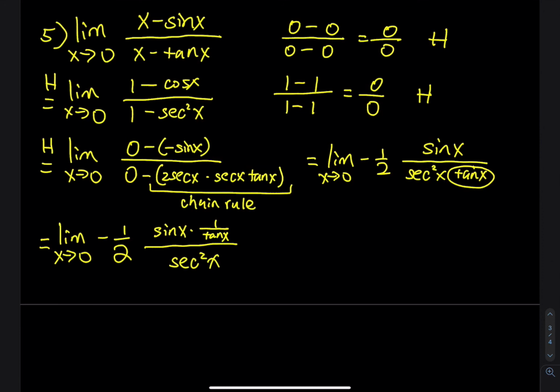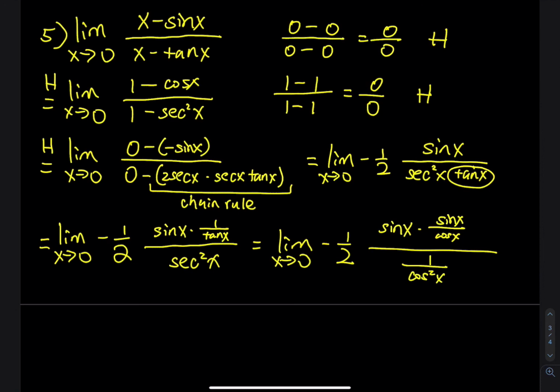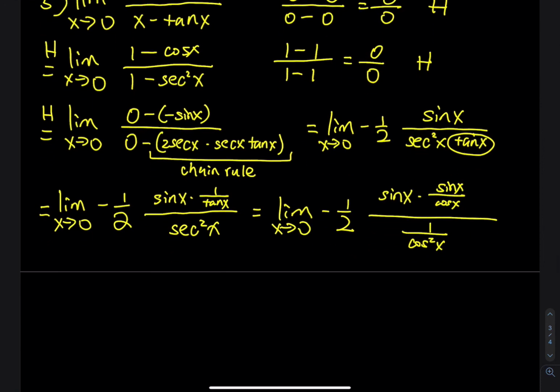And then other than that, I am going to change the secant square to 1 divided by cosine. We have negative 1/2. So the top, I have sine of x times sine x cosine x, and then divided by 1 over cosine square x, and then I can bring the cosine square to the top, right? Oh, by the way, I just made a mistake. This is 1 over tangent, right? 1 over tangent is the same thing as cotangent. So this is a mistake. I will just cross this out. So 1 over tangent is cotangent. So that will be cosine x divided by sine x.